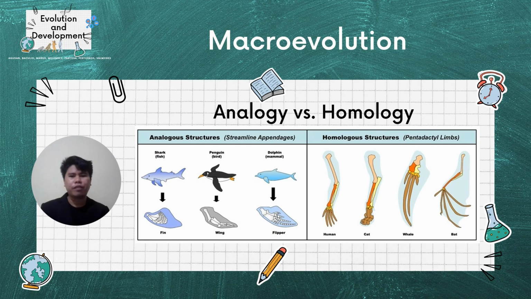Analogy, on the other hand, refers to similarities in developmental processes or patterns that are not shared due to ancestry, but rather are due to convergent evolution. Say, for example, we have here the shark's fin, the penguin's wing, and the dolphin's flipper. They have similar function, however, they are not from the same structure because they develop through different processes and are controlled by different genes. They evolved separately due to the similar demands of their environment.